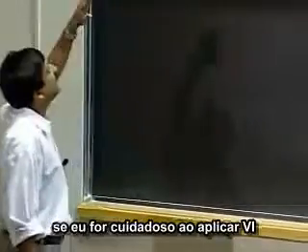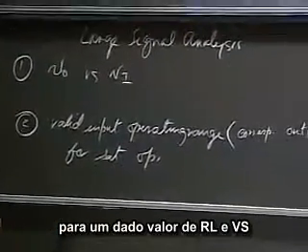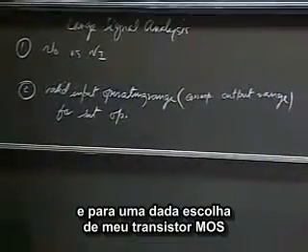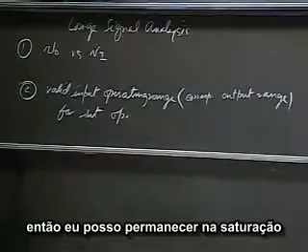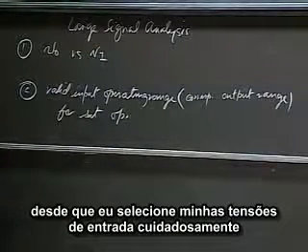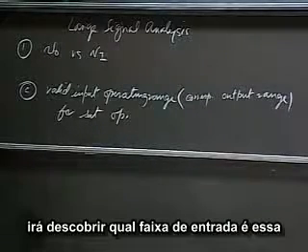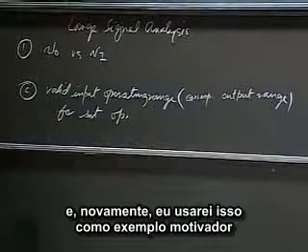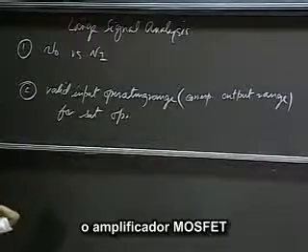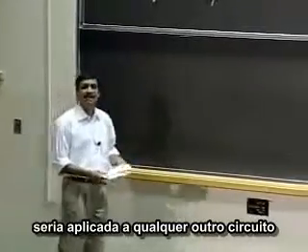So what we're saying here is that if I'm careful with how I apply Vi for a given value of RL and Vs, and for a given choice of my MOS transistor, then I can stay within saturation, provided I select my input voltages carefully. The analysis we will go through today will figure out what that range of input voltages is. I will use the MOSFET amplifier as a motivating example, but in general, large signal analysis would apply to any other circuit as well.